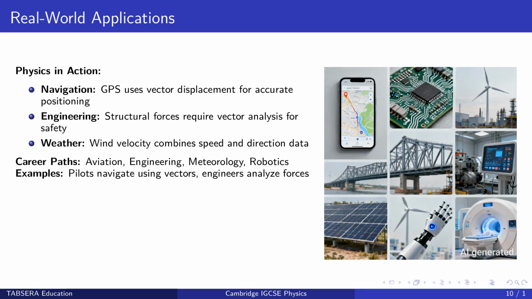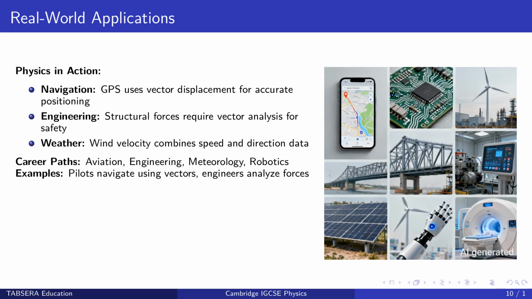Physics principles power our modern world. Let's see how today's concepts apply in practice. In navigation, GPS systems use vector displacement to provide accurate positioning. The system calculates your exact location using vector mathematics, considering both distance and direction from satellites.